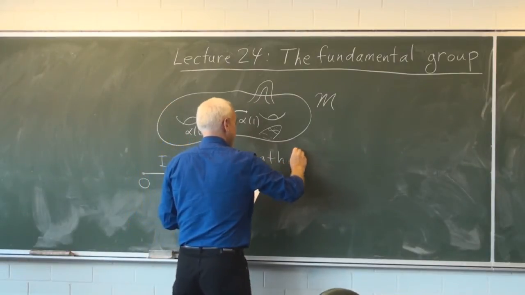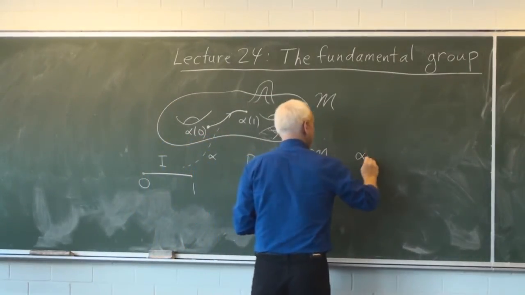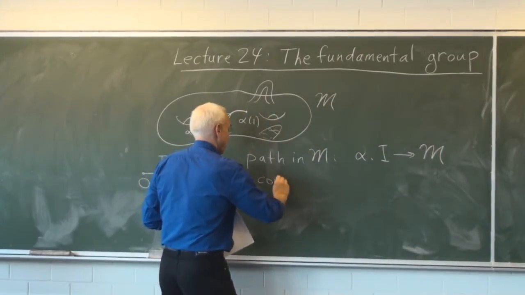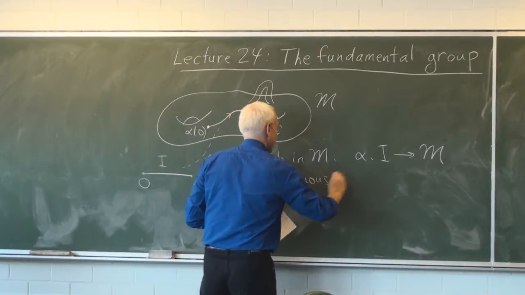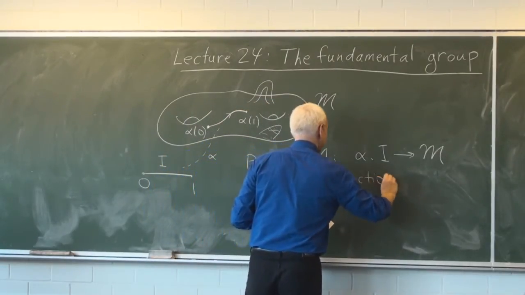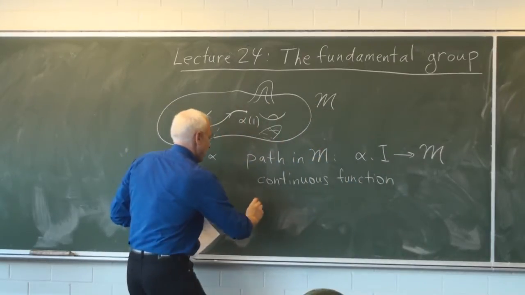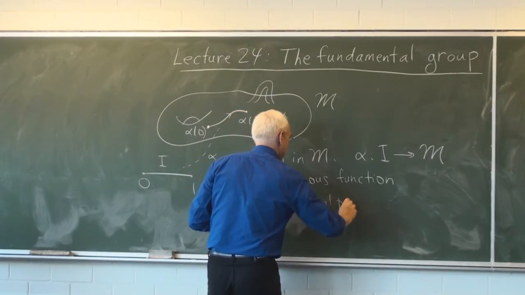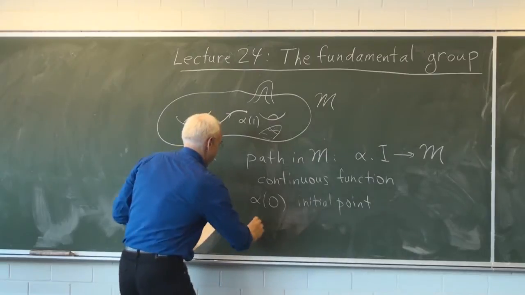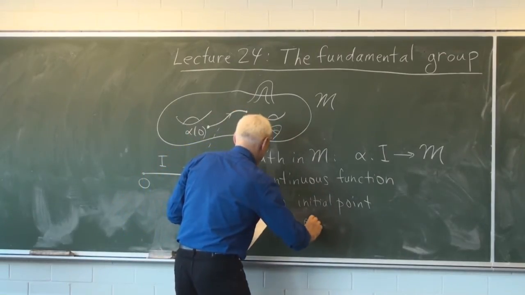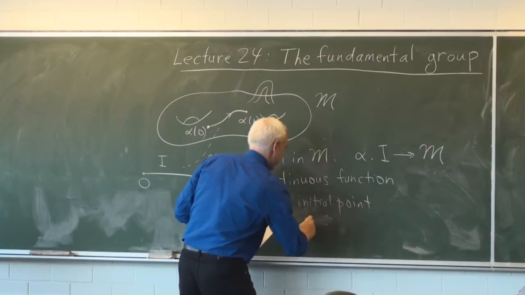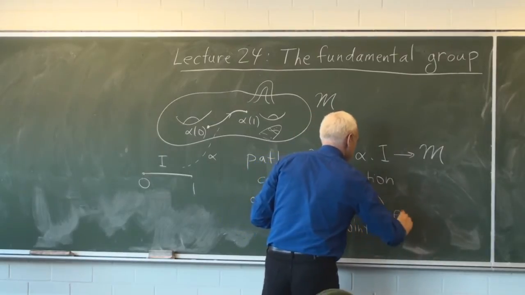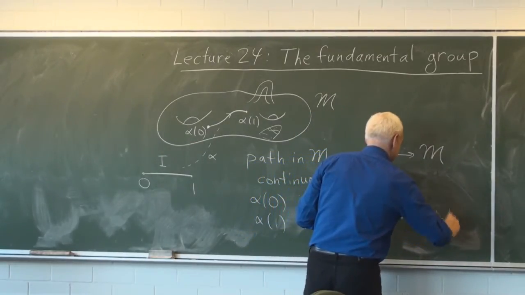So a path in M means a function from the standard interval into our surface, and it's got to be a continuous function. The point alpha of 0 is called the initial point, and the point alpha of 1 is called the end point, or final point. Both of these we might call endpoints of the path.